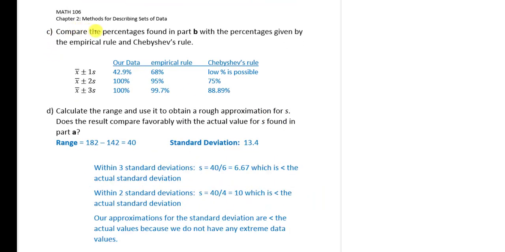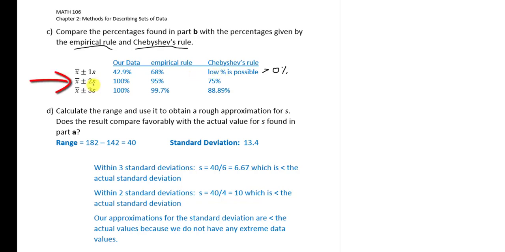The next thing we're going to do is compare the percentages we found in Part B with the percentages given by the empirical rule and Chebyshev's rule, because we want to know what rule does our data follow. So within 1 standard deviation of the mean, our data says 42.9% falls in that range. Compare that with 68% for the empirical rule and a low percentage possible for Chebyshev's rule. So basically anything greater than 0%. It could even be 0%. So it looks like 42.9 falls short for the empirical rule, so it's looking like Chebyshev's rule so far.